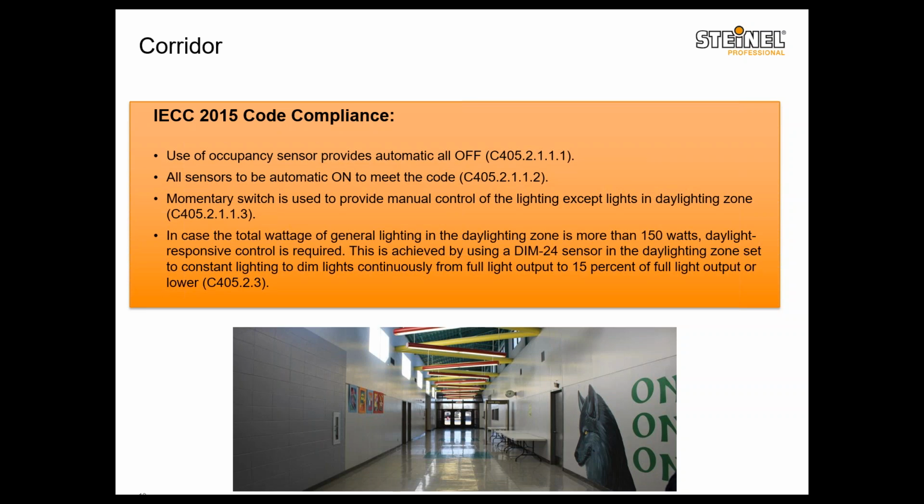Again, providing a momentary or some sort of manual override for corridors and hallways in a school is less common, so kids don't play around and turn the lights off on each other and cause accidents. And again, in the rare case that you have some windows, you may end up having to have daylight responsive controls.